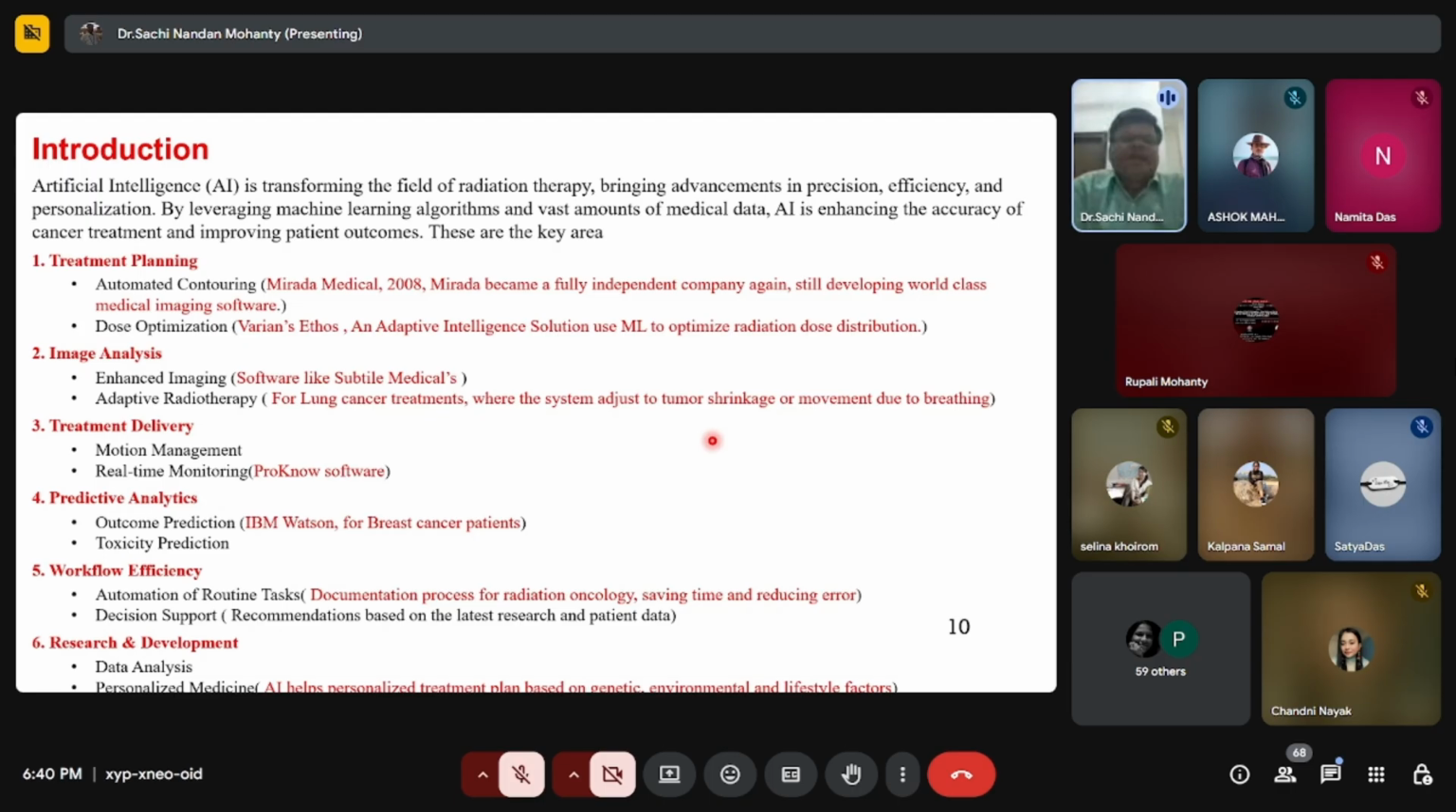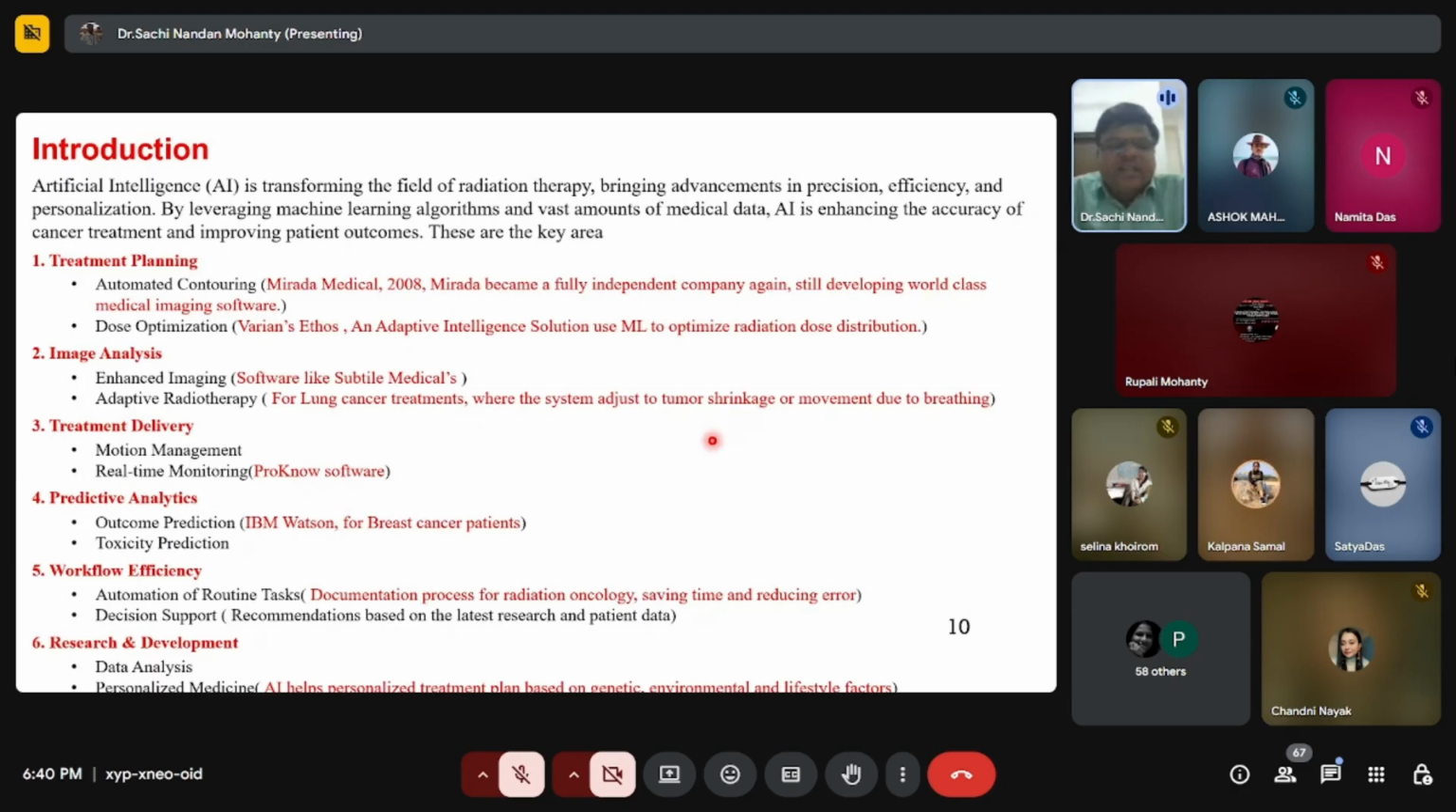For treatment planning, using Mirada Medical in 2008, one company established automated contouring software. That will be identified by dose optimization. So how much dose, suppose you are in stage 1, stage 2, stage 3, stage 4, that will be dose optimized. Then image analysis, with software like Subtle Medical also there. Then adaptive radiotherapy, lung cancer treatment, that also handles movement during breathing. In treatment delivery also, there is motion management, real-time management, with software like Pronoun also there.